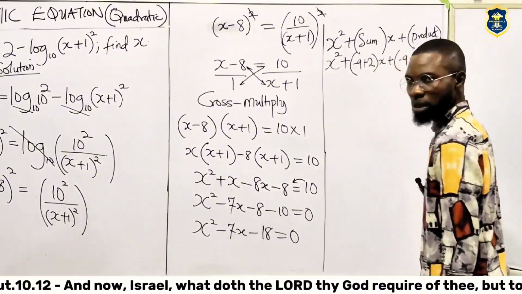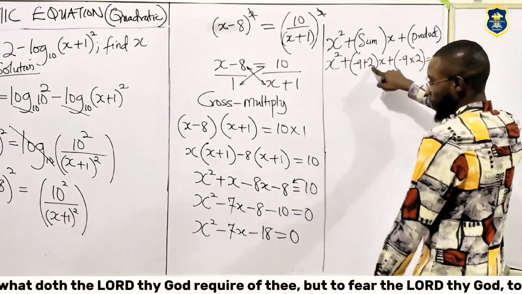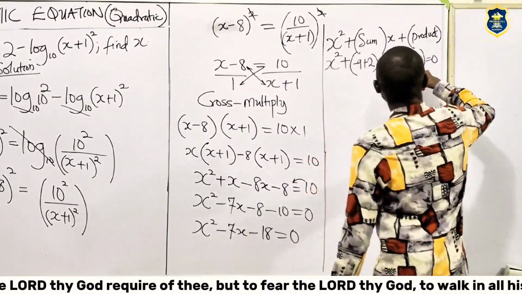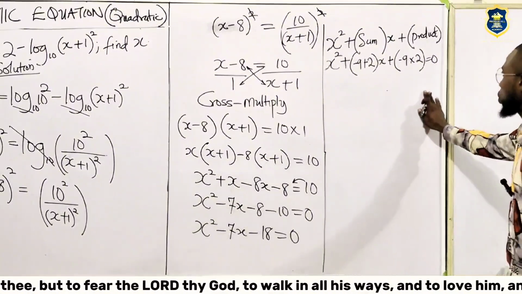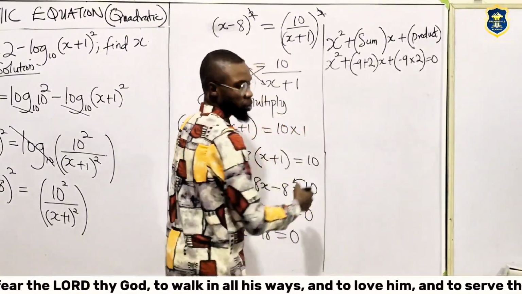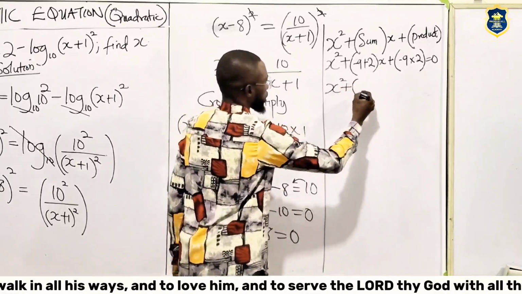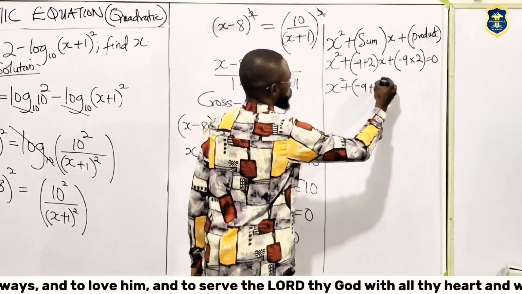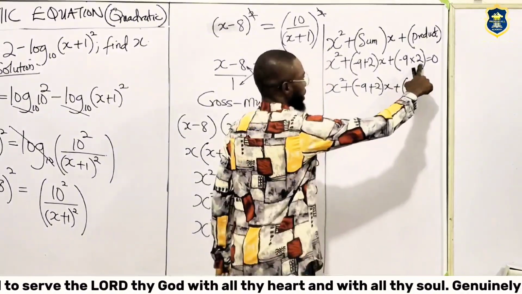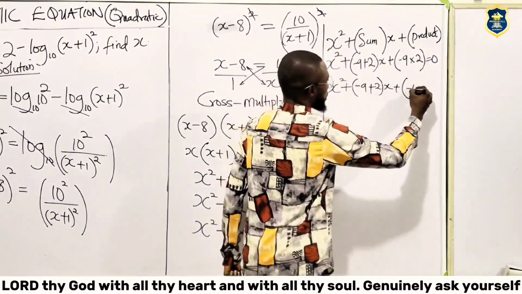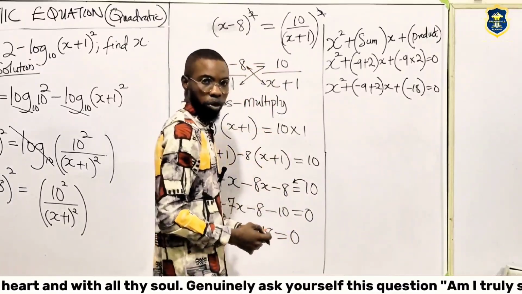The same thing we're doing. Nothing is far-fetched from it now, right? Because minus 9 plus 2 will give me minus 7, and minus 9 times 2 will give me minus 18. That's why we're applying this slope, right? Let's move further with this. We're going to have x squared plus bracket minus 9 plus 2 with the x, and then plus bracket minus 9 times 2, which is minus 18, equal to 0. Right? I'm sure you understand what we're doing.